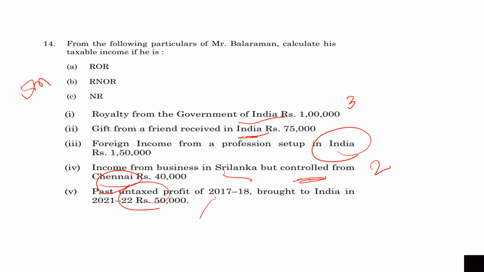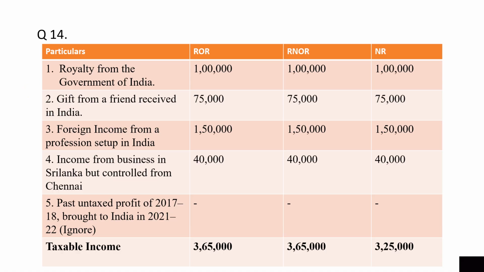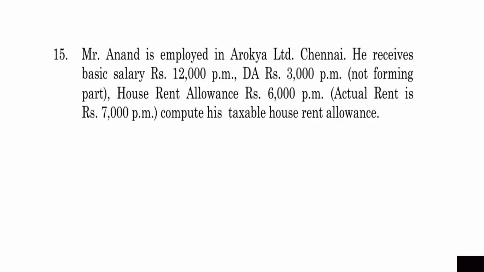Past untaxed இதெல்லாம் you can simply ignore it. Past untaxed profits அதோட respective yearல போட்டிருப்பாங்க. So இந்த yearல அது வராது. So அதனால அந்த point நம்ம ignore பண்ணிடலாம். So இதுக்கான detailed answer also I have worked it out and given. So moving to next question.